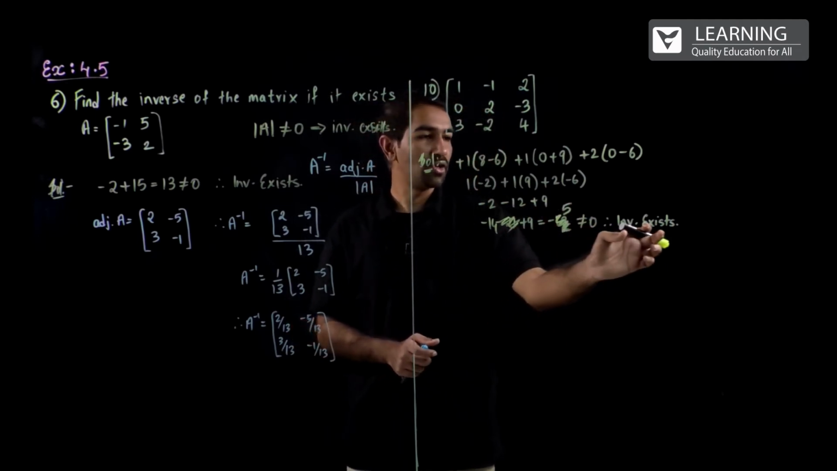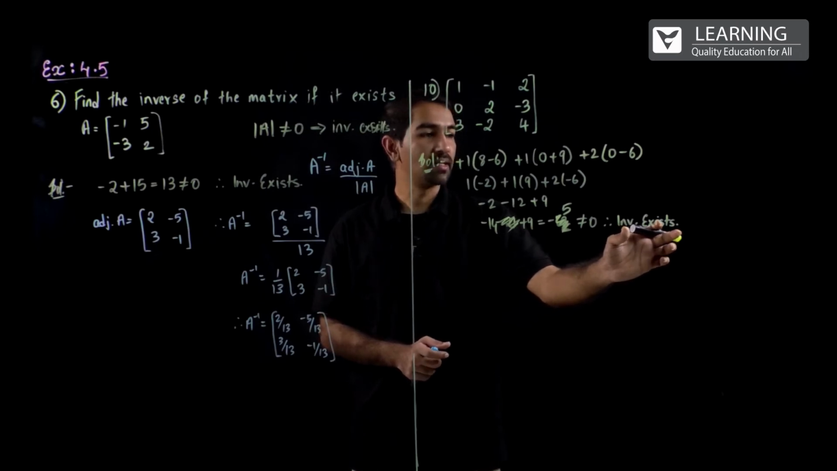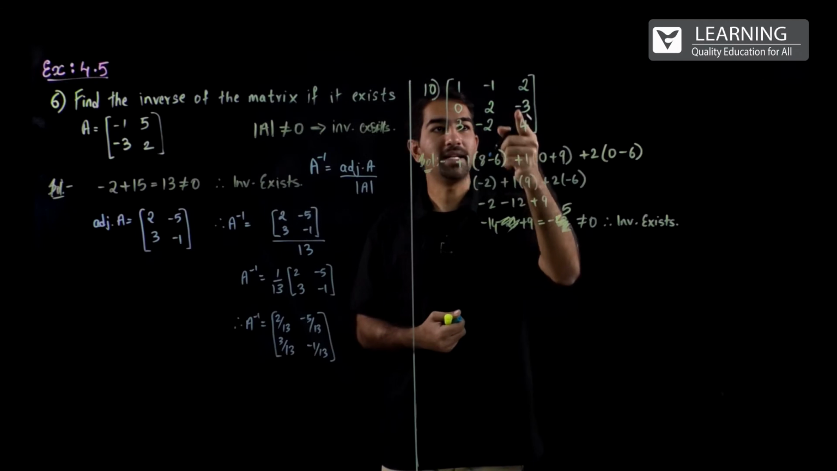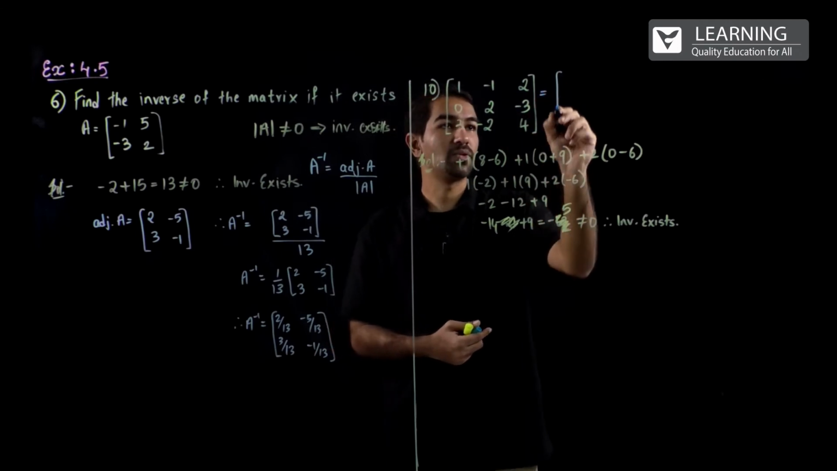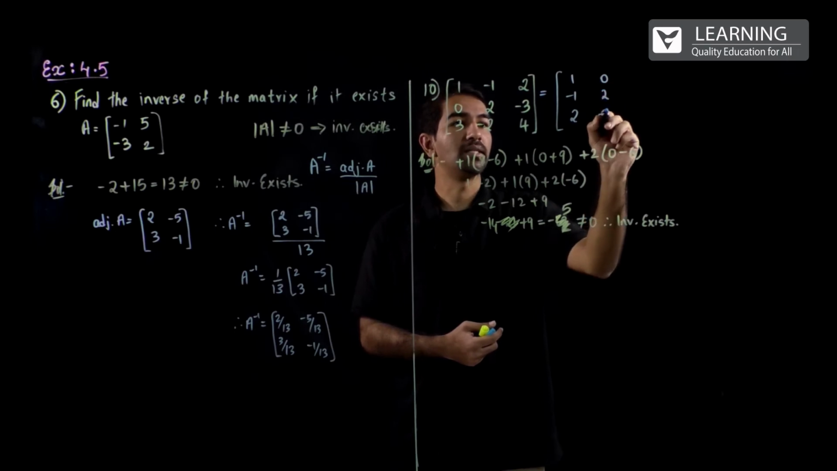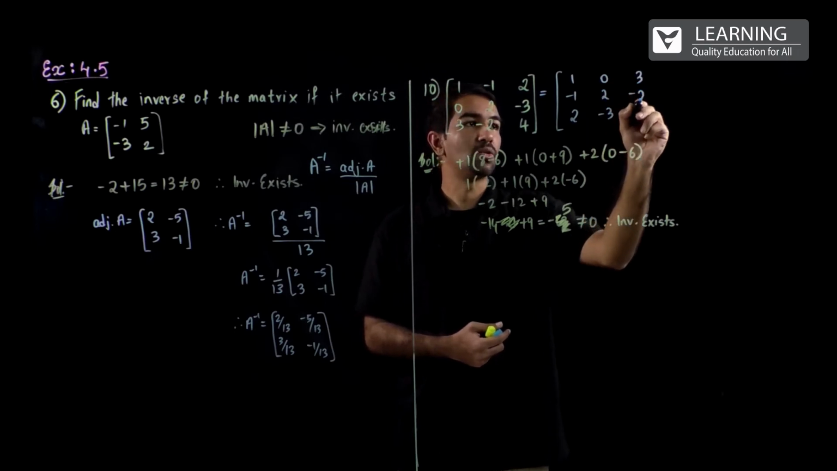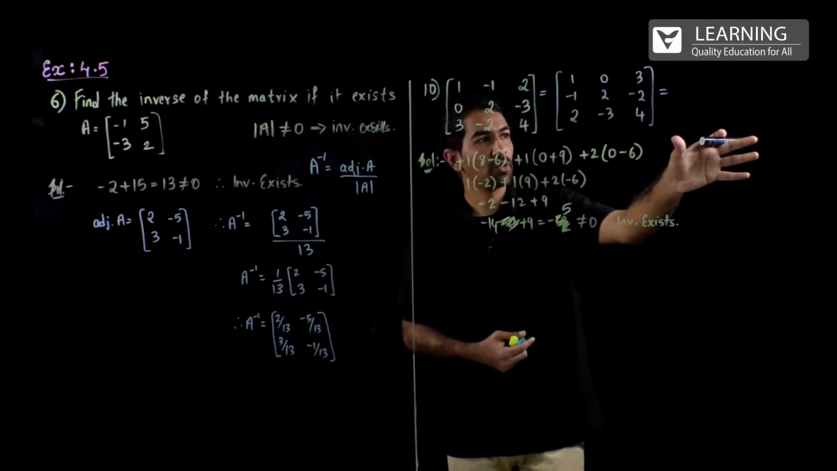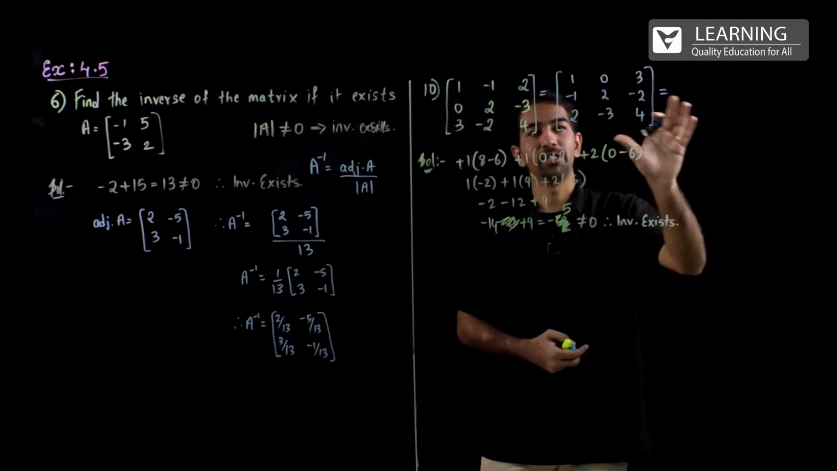So now what we came to know is that inverse exists. Next we are going to find out the adjoint of A. So let's take this transpose. So this transpose will be equal to 1 minus 1 2, 0 2 minus 3, 3 minus 2 and 4. Find out the minors for this. So whatever we get here, that will be the adjoint of A.